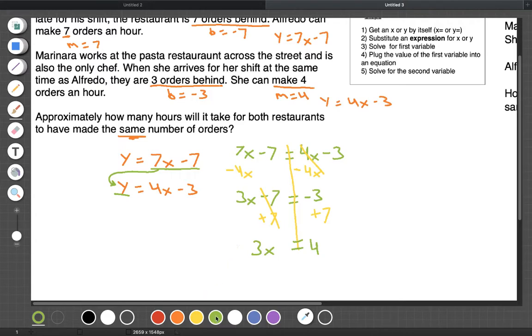So finally, you're going to go ahead and divide both sides by 3. And so we have x equals 4 over 3.